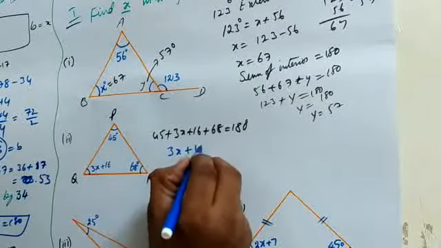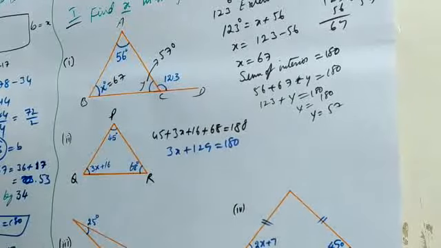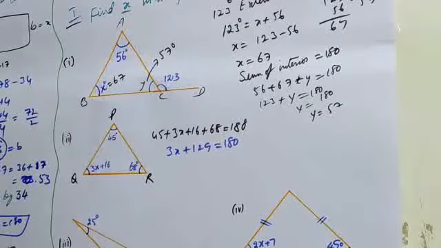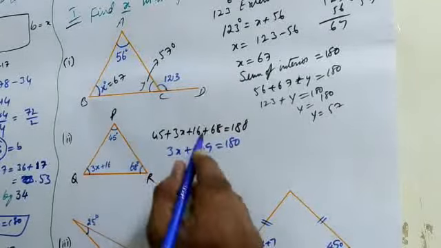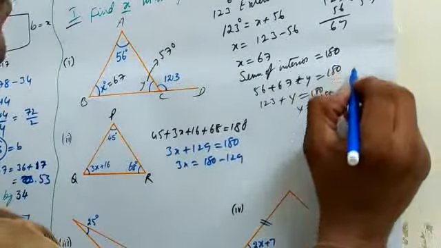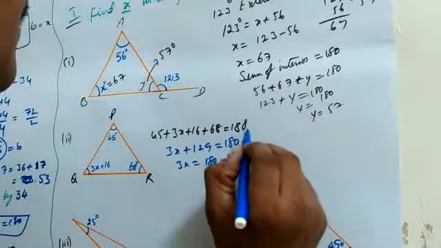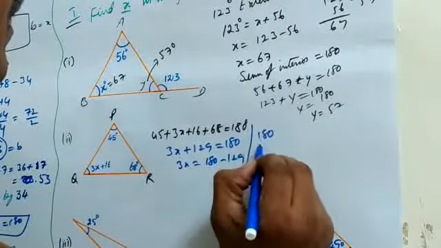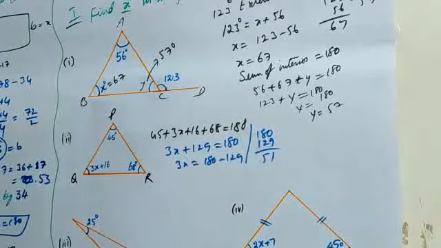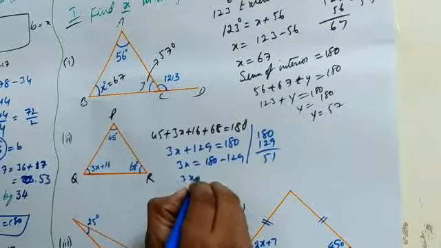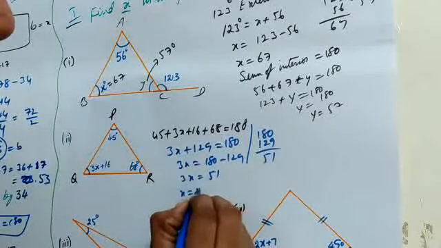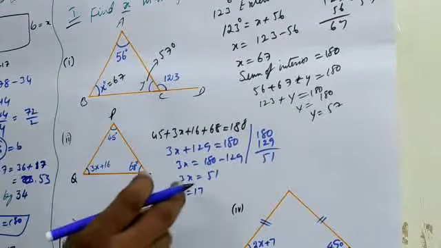61 plus 68 is 129, so 129 is equal to 180. Therefore, 3x is equal to 180 minus 129. 180 minus 129 is 51. Therefore, 3x is equal to 51, so x is equal to 17.